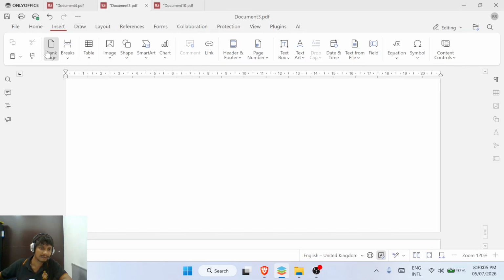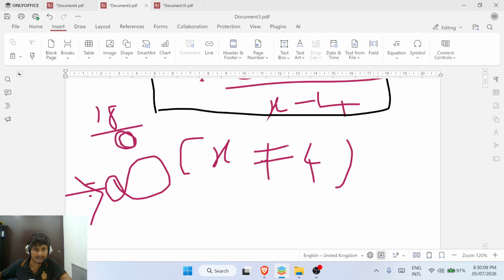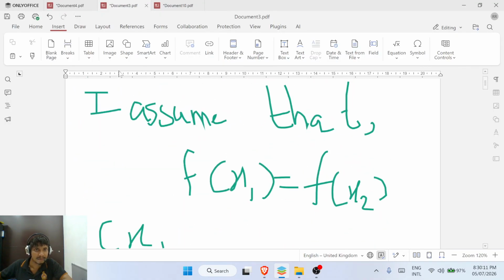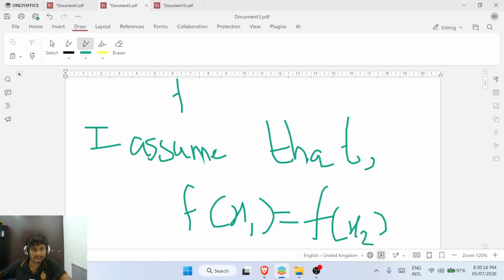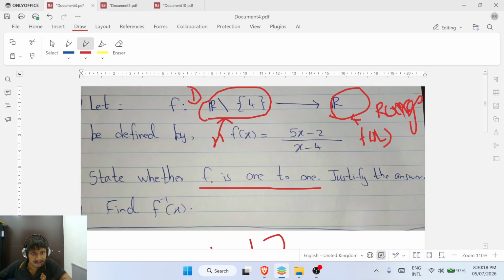We need a lot of pages to explain. Okay, I assume that f of x1 is equal to f of x2. But they are asking us to prove that f is a one-to-one function. What is the meaning? F is one-to-one. They say that we have to prove that f is a one-to-one function. Therefore, we have to prove that f of x1 is not equal to f of x2.